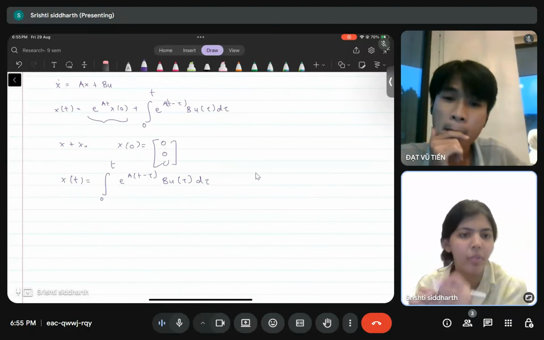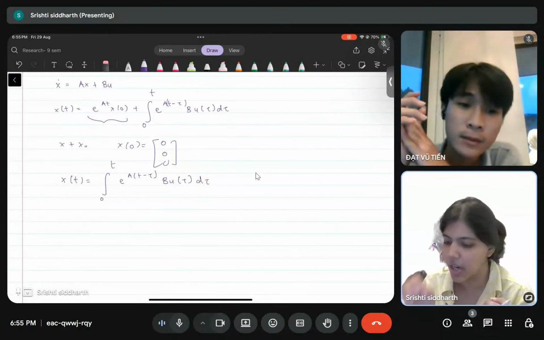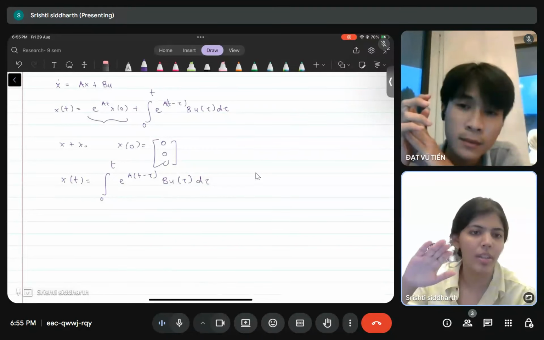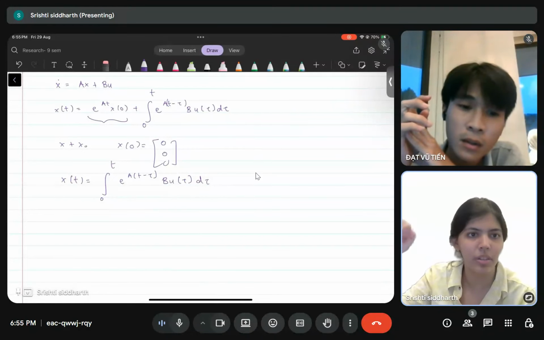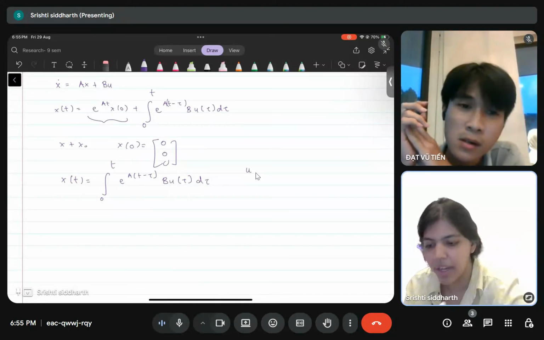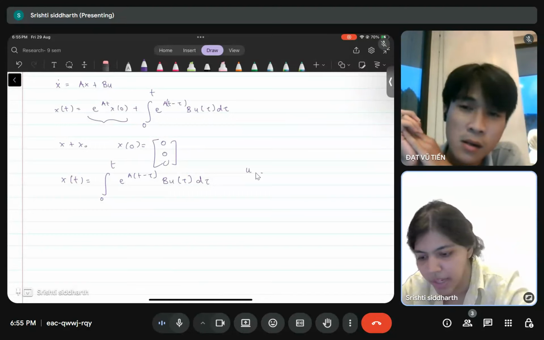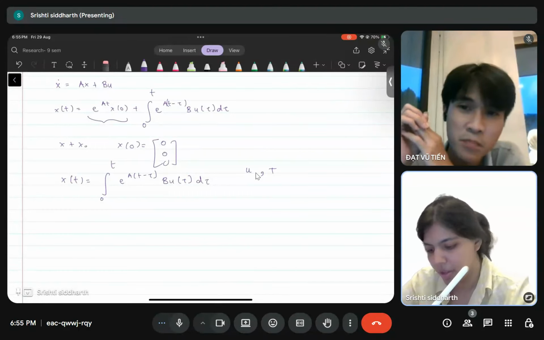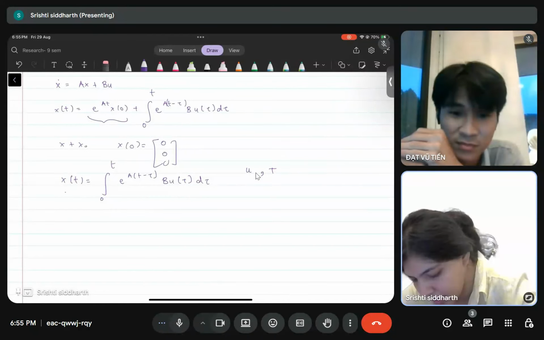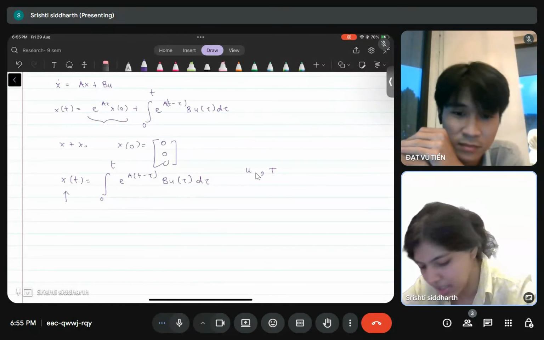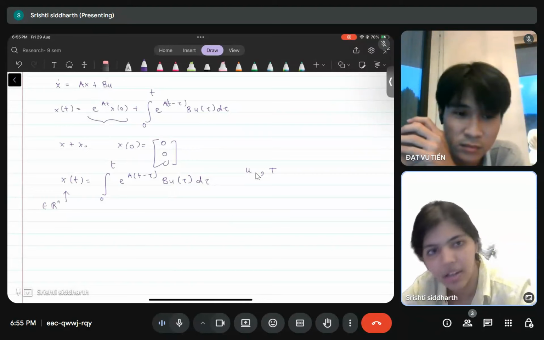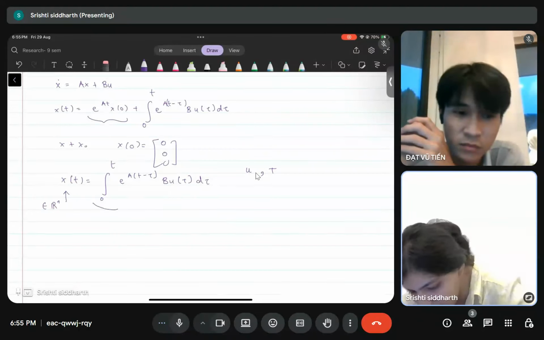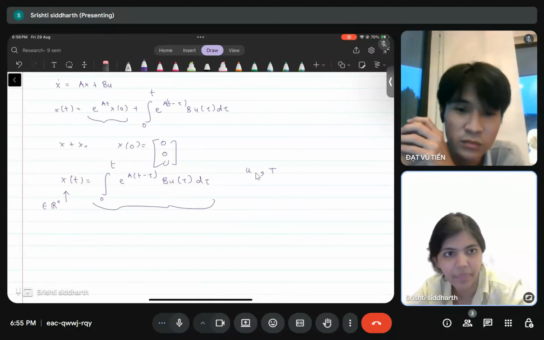So controllability for an LTI system means if you start from some initial condition, you can always reach any state of the system by some finite input u and some finite time t, right? So this means that we can get any x of t, let's say in the state space Rn. This means that they should exist, right?